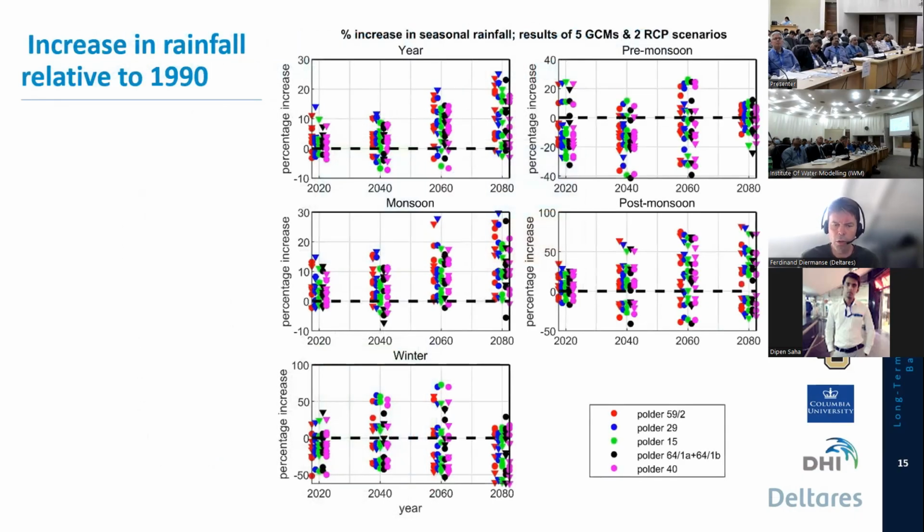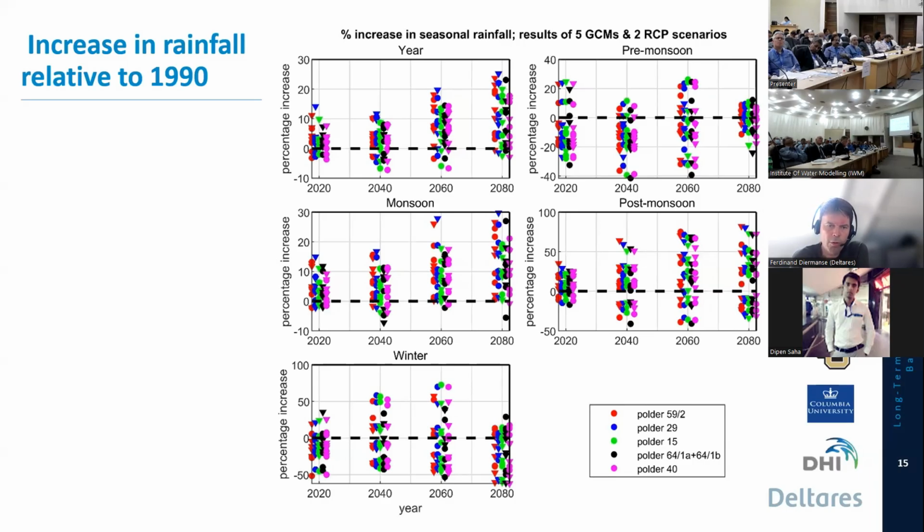Now, this uncertainty, we try to pull that into one figure. That's what we've done here. So this figure contains quite a lot of information. So let me step you through this. What you see here is 5 different plots, and each plot represents a different season. So the pre-monsoon, monsoon, post-monsoon, and winter. And the plot on the top left is actually for the year as a whole.